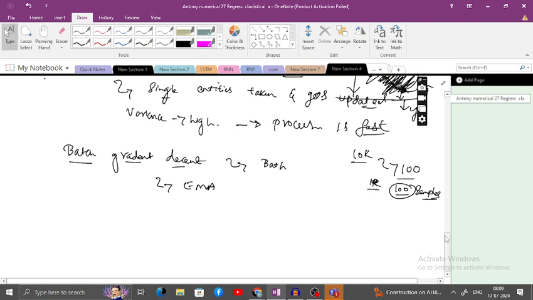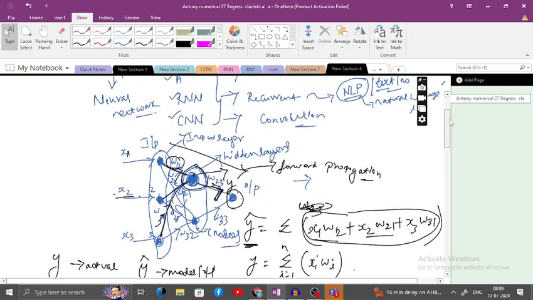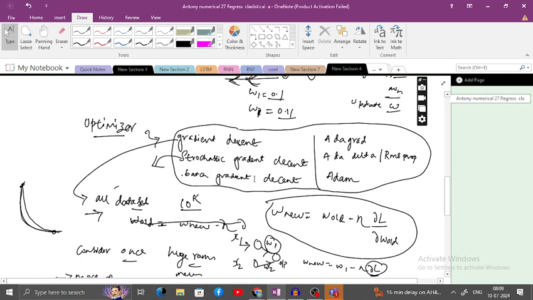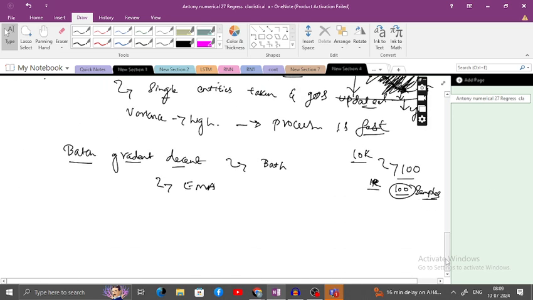This is not only for batch gradient descent, but for the upcoming optimizers too. What are the optimizers? Batch gradient descent, AdaGrad, AdaDelta, Adam. Anyhow, you should be knowing about it somewhere. So let us take an example.